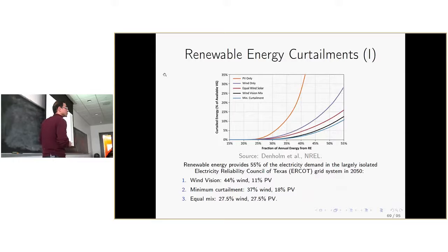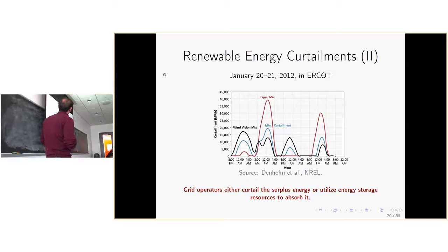Also, they provide some data from 2012, for 2 days at different times of the day. The curtailed energy can be relatively high at different times of the day. So the grid operator either curtails surplus energy or you utilize energy storage units to absorb the surplus energy.